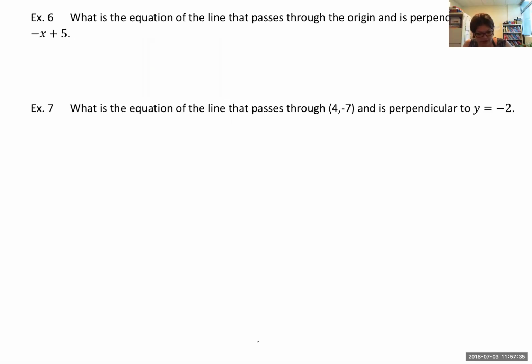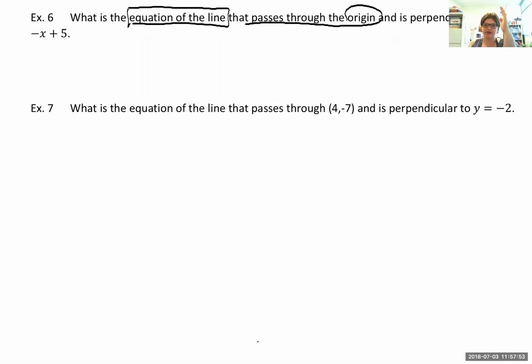Okay, so example 6 says, what is the equation of the line? So again, I've been asked to find the equation of a line that passes through the origin. I did this to you last time too. You guys have to know that vocabulary word in order to understand this question. What is the origin? The origin is that very special spot where the x-axis and the y-axis cross. It is a point, and it is the point (0, 0). Either you know that or you don't. So we are going through a point, and it's perpendicular to y equals -x plus 5.